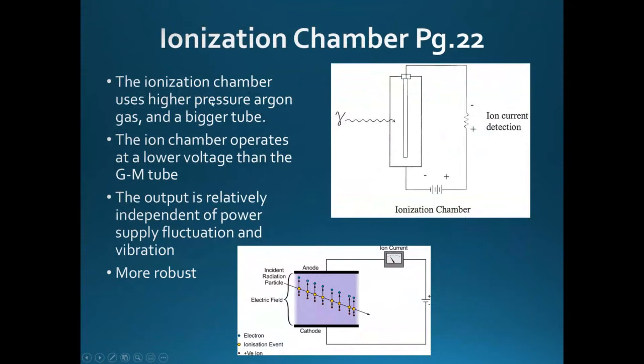Characteristics here: the ionization chamber uses a higher pressure argon gas, not specific about how much higher, but more than 14 kPa, and a bigger tube. Not sure how much bigger, but bigger. The ion chamber operates at a lower voltage than the Geiger-Müller, and the output is relatively independent of power supply fluctuations and vibrations, and generally it is more robust. This is the old ILM diagram. This is the new ILM diagram. Again, I'm not going to drill you too hard on the pictures, but construction, technology, and benefits are the types of things that we're looking at.